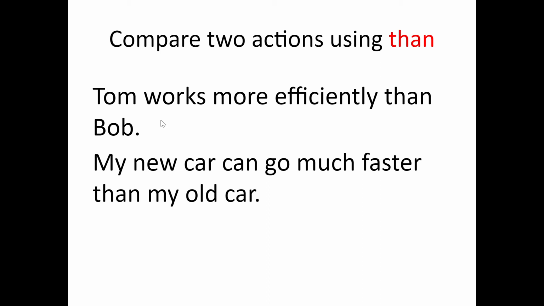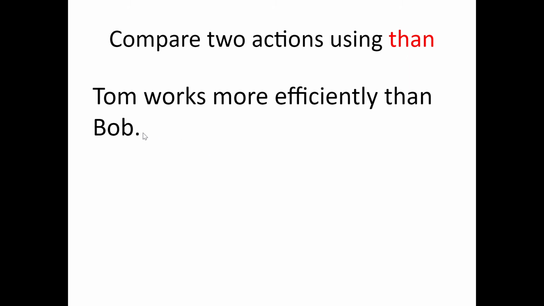My old car can go much faster than my new car. My new car can go much faster than my old car. So we have the noun phrase here, my old car, but we don't need to repeat the whole verb phrase. We just have then followed by a noun phrase. However, you can, if you want to, put in a verb, but you have to use the auxiliary.